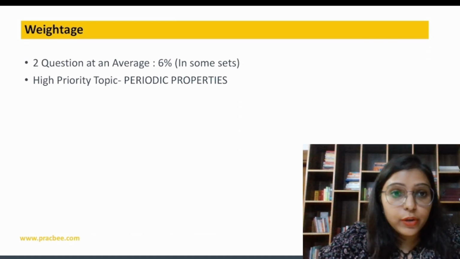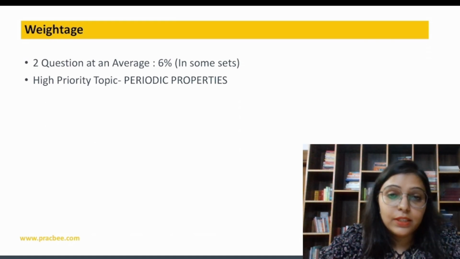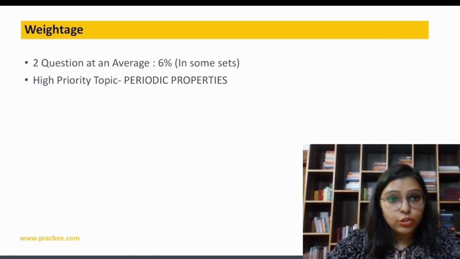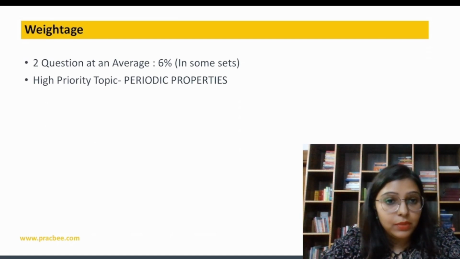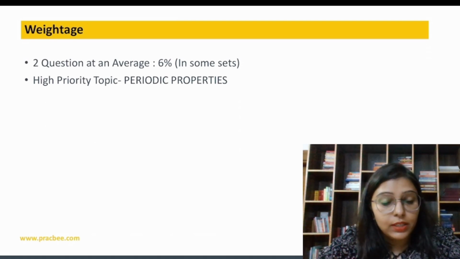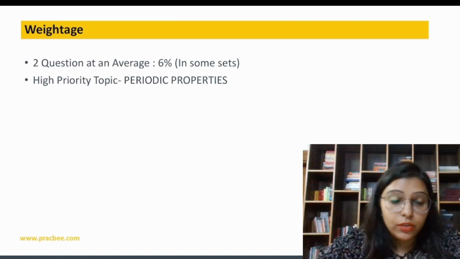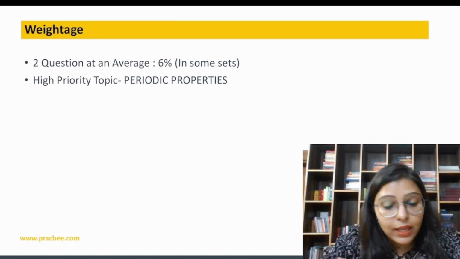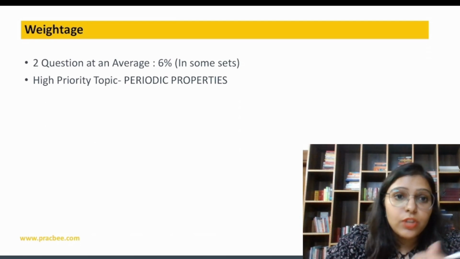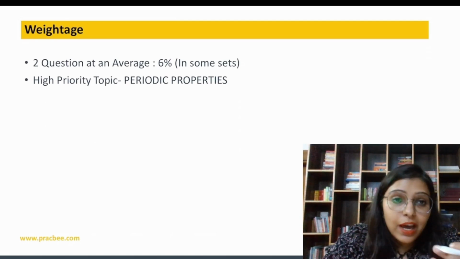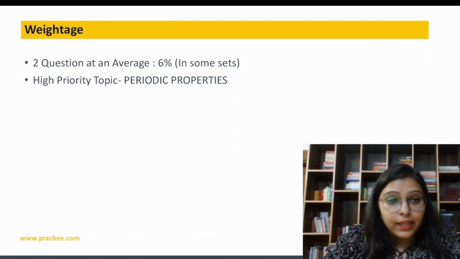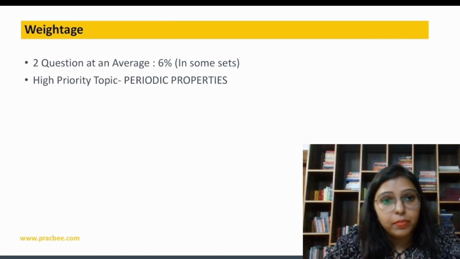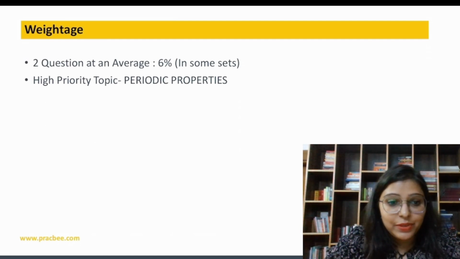And what is the most important topic in periodic classification of elements? That is the periodic properties. If I talk about the periodic properties, it means you should know the trend across a period and down the group with respect to atomic radii, ionic radii, ionization enthalpy, electron gain enthalpy, electronegativity, and the nature of the oxide. Generally the questions are going to be from this topic. Yes, we have other topics also, but these are the most important.